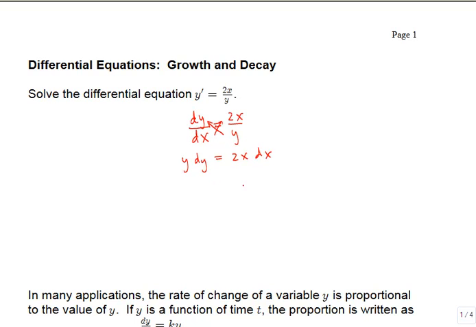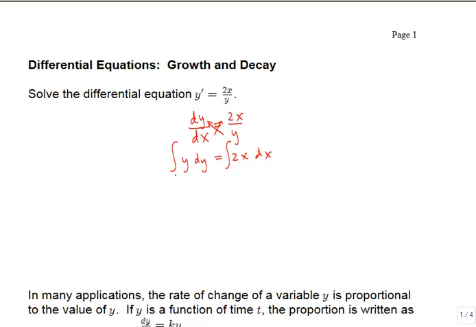Now once you've separated your variables, to solve this, we're going to integrate both sides. And remember that the solution to a differential equation isn't a number, it's a function, it's a curve. It's an equation or family of equations that would satisfy this differential equation, which means it should be some kind of an equation that has as its derivative the formula 2x over y. So we're going to try and solve for this set of curves.